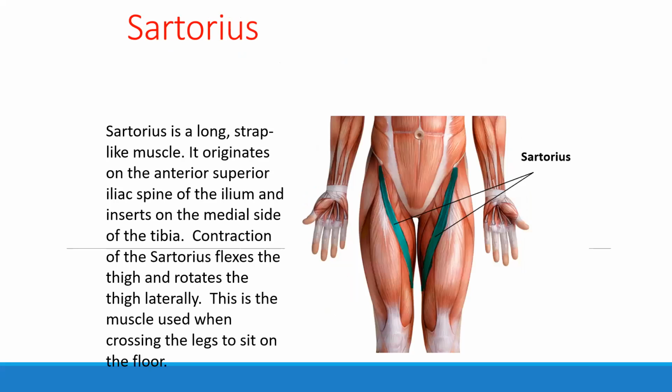There's the sartorius. If you ever went camping and you sat on the floor or on the ground, cross-legged, you were using your sartorius muscle. If you ever sat cross-legged on the floor, you're using your sartorius muscle. It causes the thigh to rotate laterally. When we cross our legs, this is what we're using, the sartorius muscle.